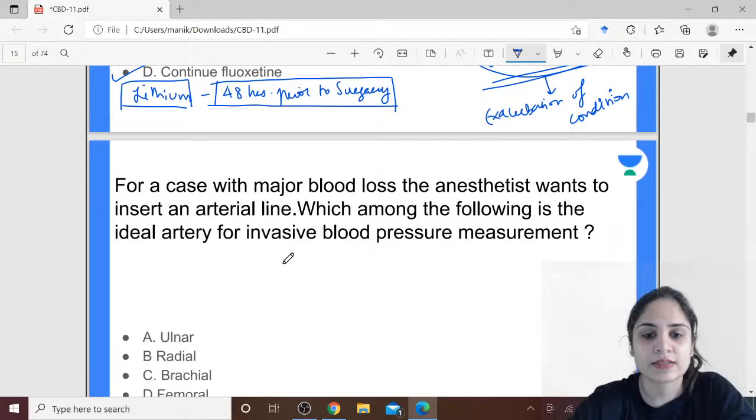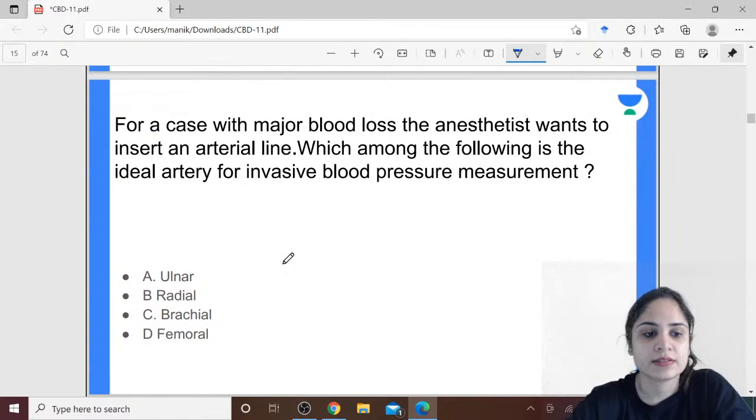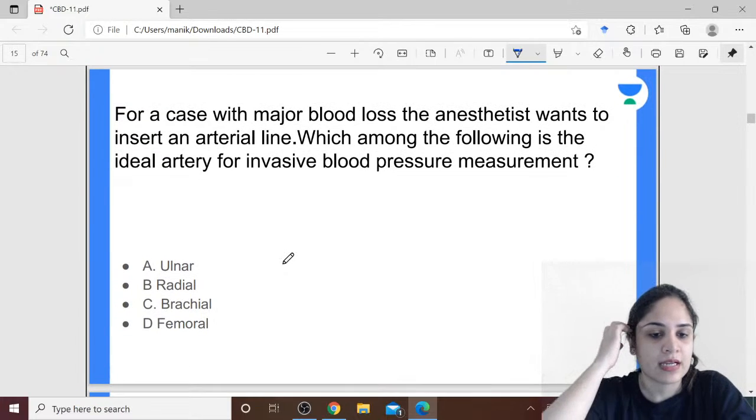So while you guys answer this question, I will tell you about the other agents also. So for a case with major blood loss, the anesthetist wants to insert an arterial line. Which among the following is the ideal artery for invasive blood pressure measurement? Ulnar, radial, brachial or femoral?